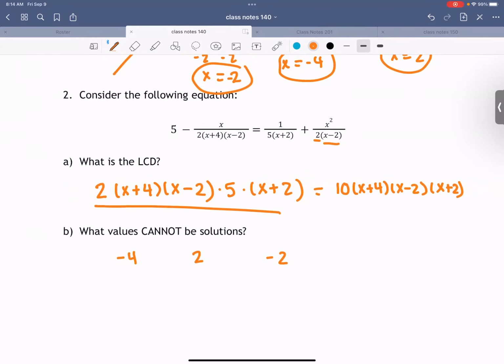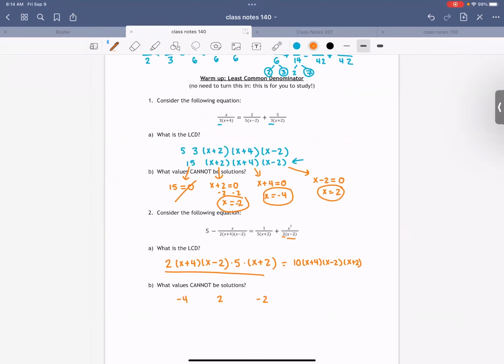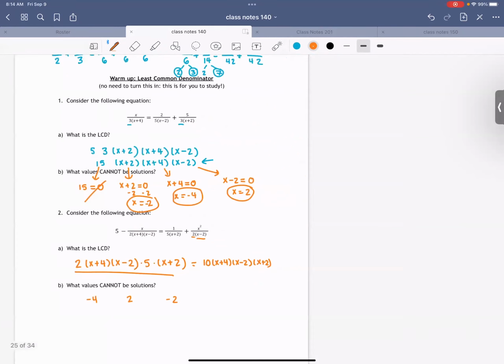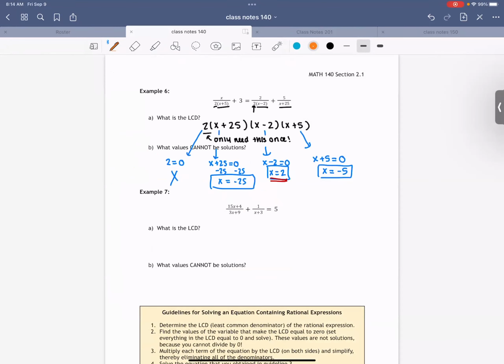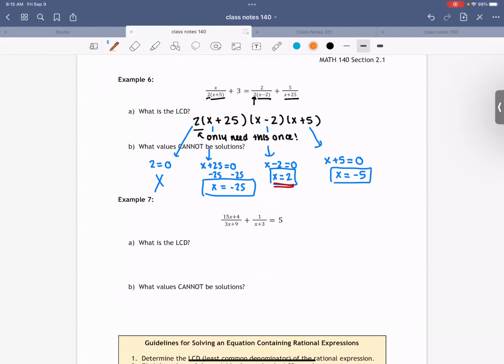Okay. Any questions on this warm-up? Okay. I think we're good with basic LCDs. We're going to go back to our set of notes from last time, and we're going to start off on example number 7. Does anyone need the guided notes from last time? There we go. Anyone else? Good.